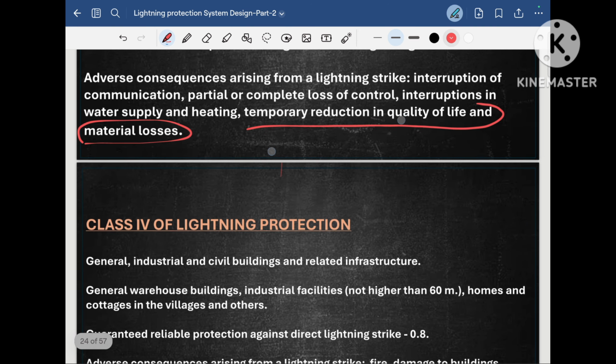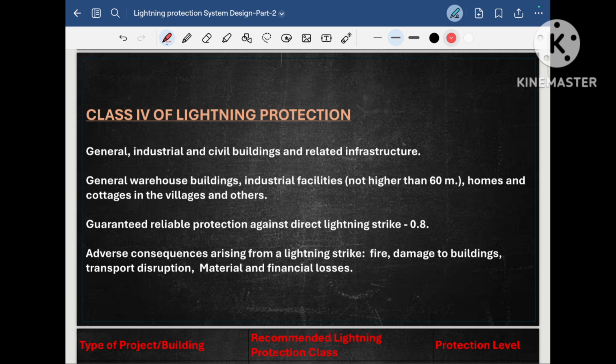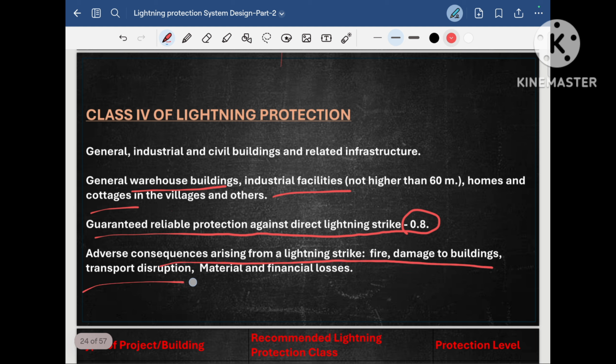Now let us move to the last class, that is class 4 of lightning protection. This kind of protection is given to projects like warehouses, okay, industrial facilities, homes, cottages, small villas. The guaranteed reliability of protection against direct lightning strike is 0.8. Okay, this type of project at most has adverse consequences like fire damage to the building and transportation disruptions, material and financial losses, but it will not reduce the other facilities as we saw in class 2 and class 3.